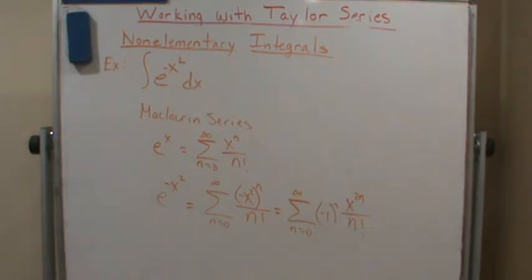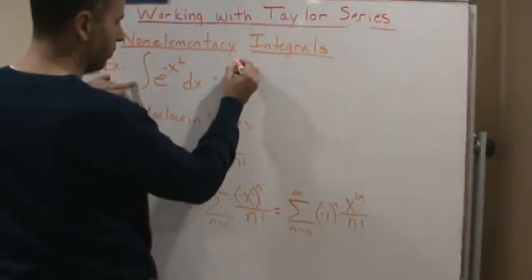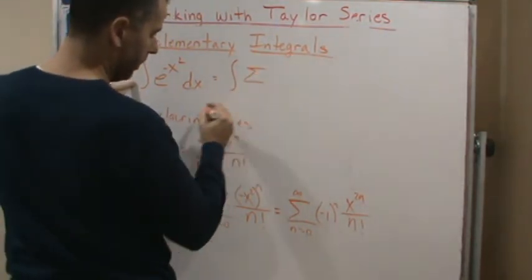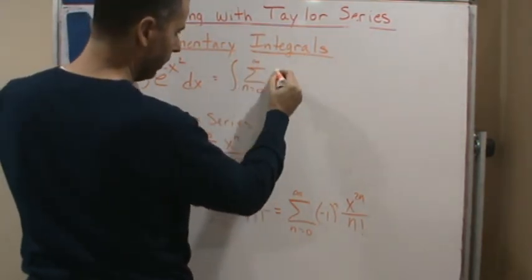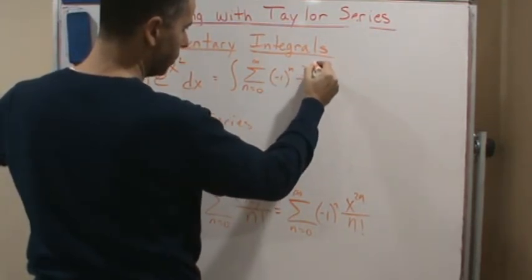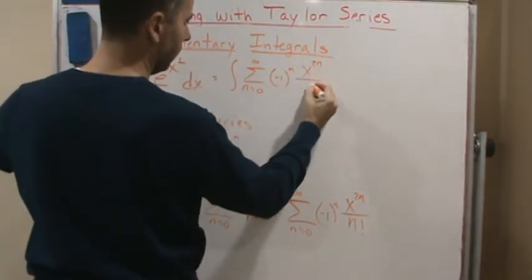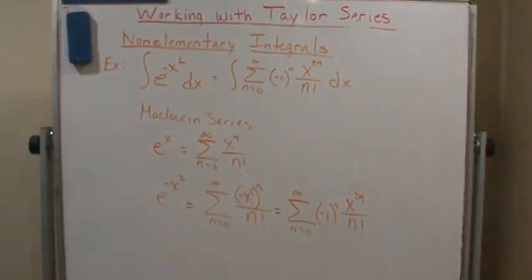So now that means, guess what? That means this is equal to the integral of the summation of n equals 0 to infinity of negative 1 to the n x to the 2n over n factorial dx, right?